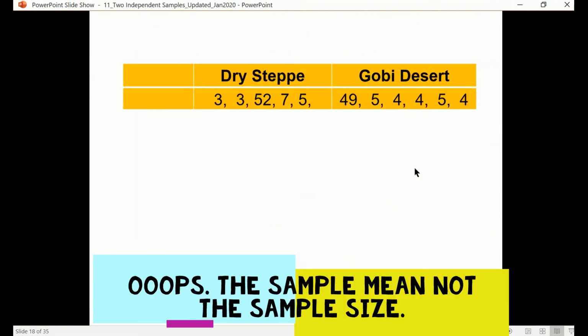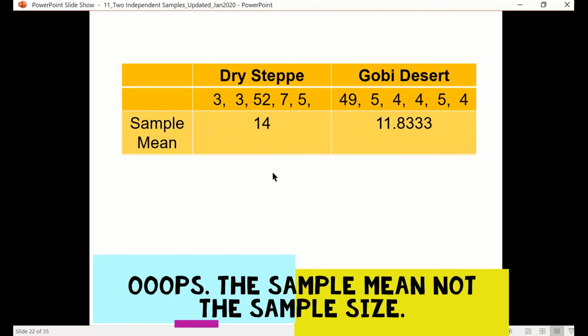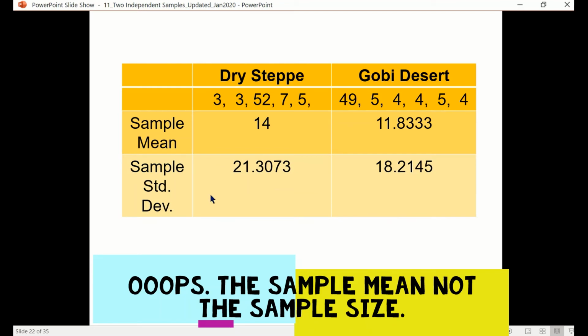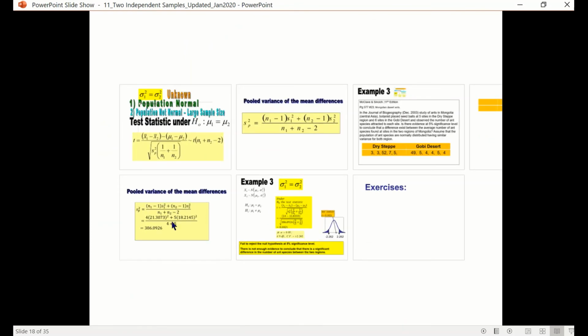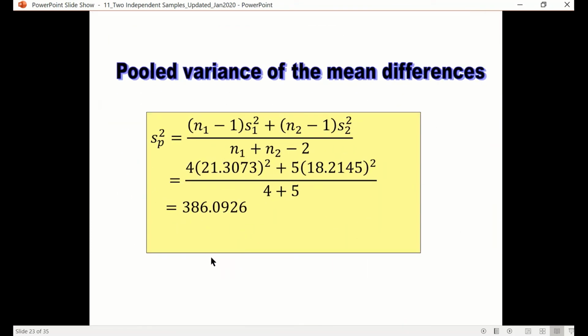From the sample, the statistics will be as follows. Sample size for dry steppe is 5, with a mean of 14; for Gobi it is 6, with a mean of 11.8333, and the sample standard deviation is 21.3073, and for Gobi it is 18.2145. Now with that information, let's calculate the pooled variance, which is given as follows: 4 multiplied by 21.3073 squared plus 5 multiplied by 18.2145 squared, divided by 4 plus 5, and the answer is 386.0926.